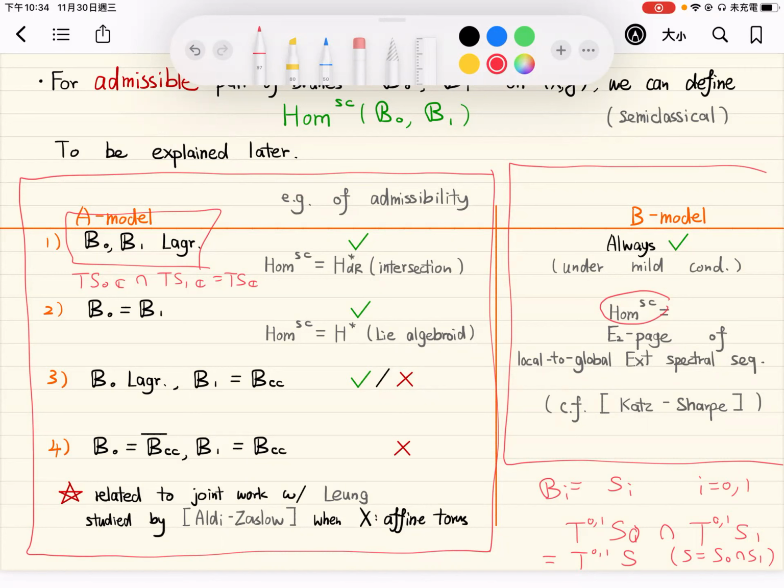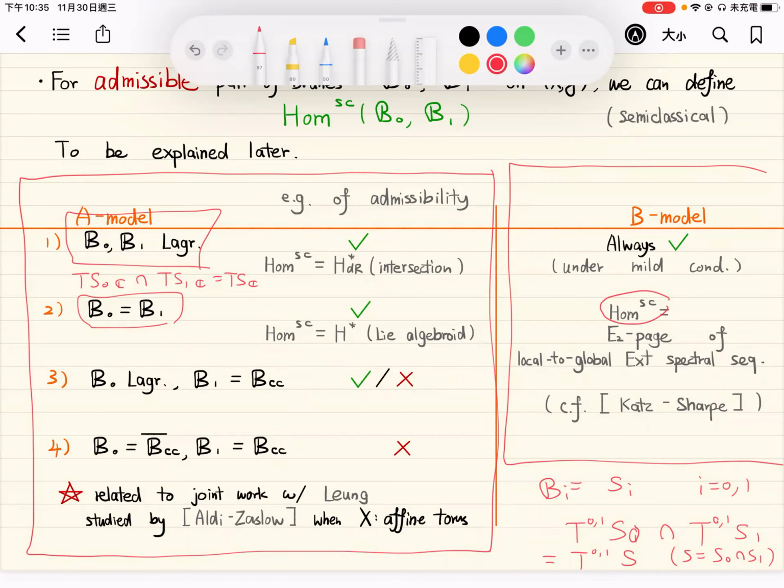And also, in other cases we can pick two identical branes. We just assume that B0 is equal to B1. Then, because every generalized complex brane is associated to a Lie algebroid, in this case the SC Hom can be computed by the cohomology of the Lie algebroid.